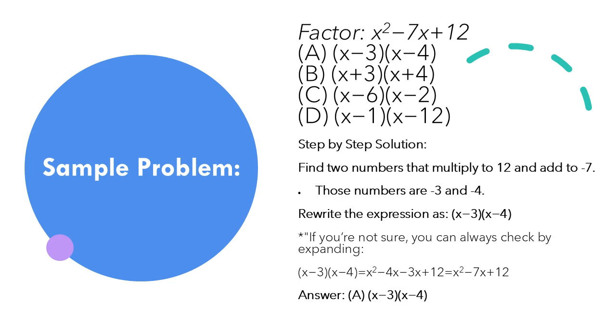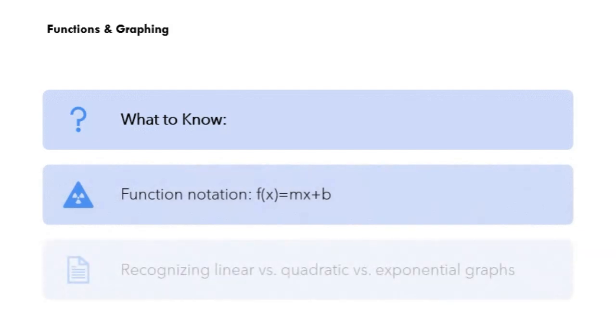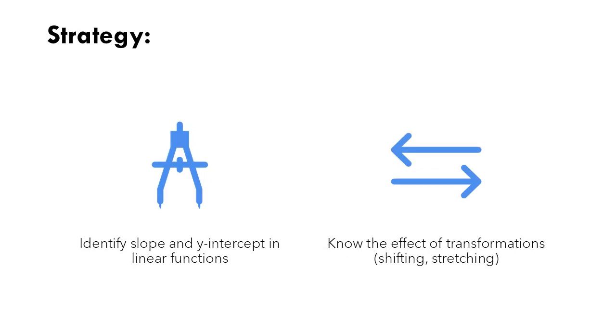Perfect match. All right, so functions are just a fancy way of saying plug a number in, get a number out. The most common form you'll see is f(x) equals mx plus b, which is a linear function. But don't forget, some graphs are quadratic, parabolas, or exponential, curves that grow fast. Strategy. If it's a linear function, find the slope, m, and y-intercept, b, right away. Pay attention to shifts. Does the graph move up, down, left, or right? If a function is squared, like x superscript 2, it's probably quadratic. If it has an exponent, like 2 to the power of x, it's exponential.